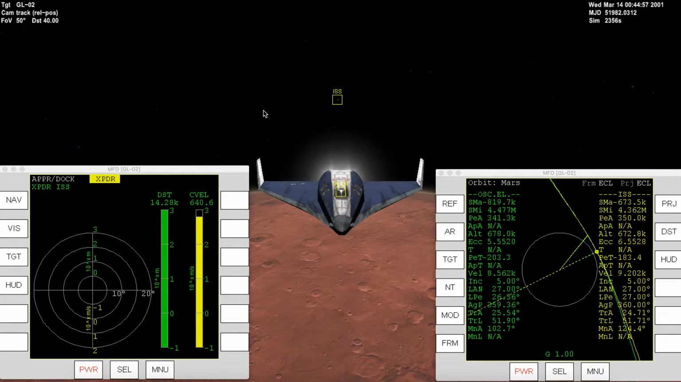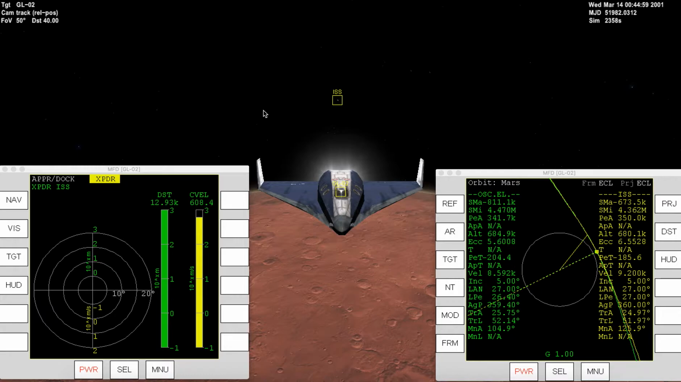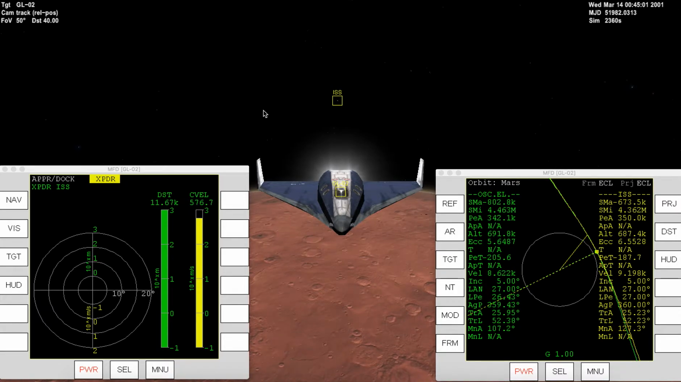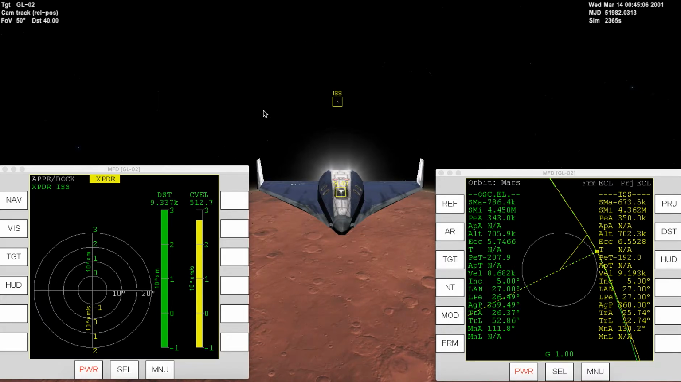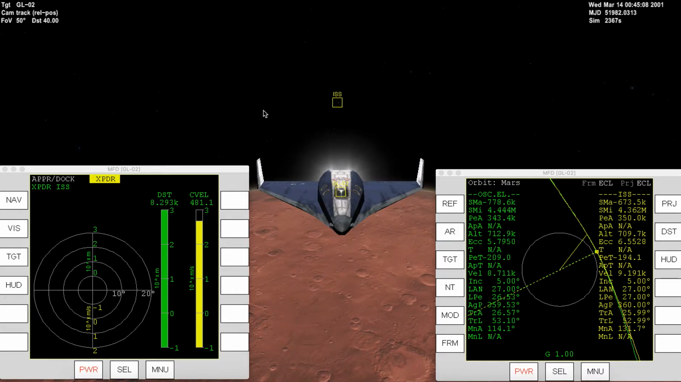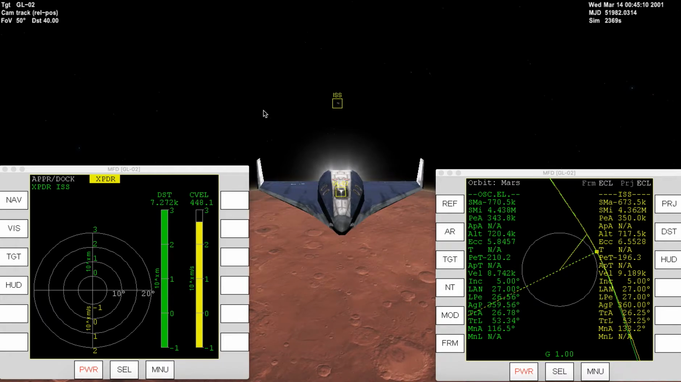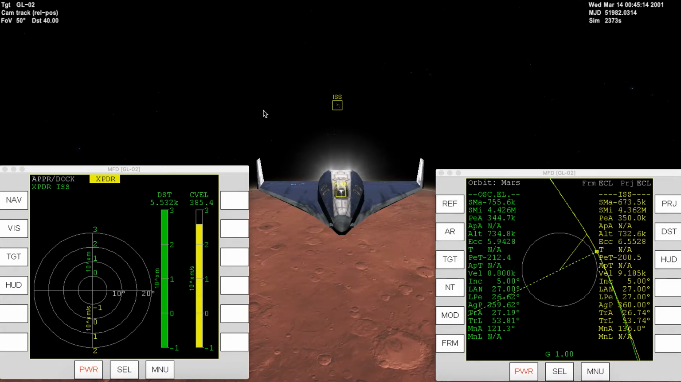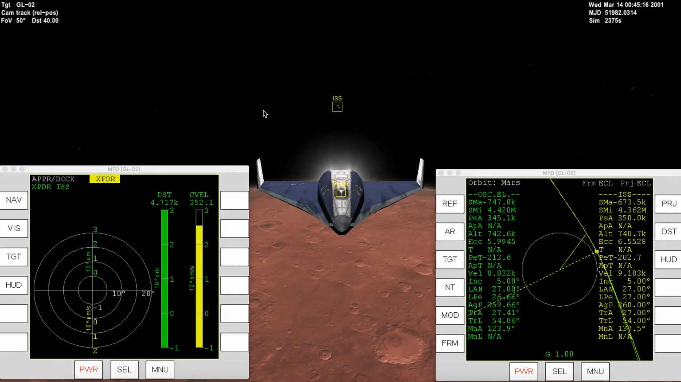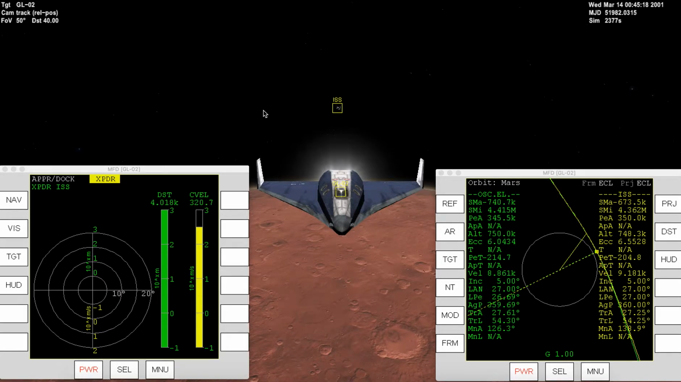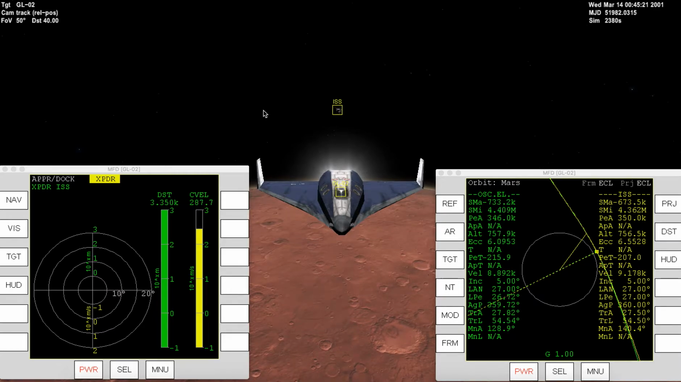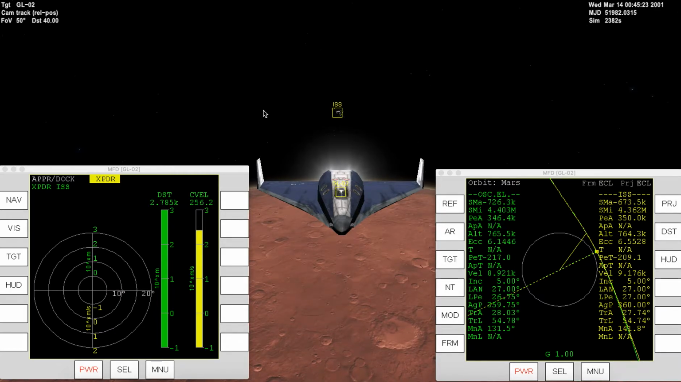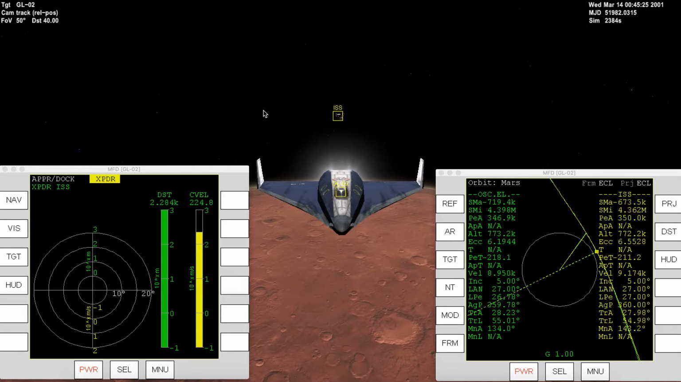rendezvous sequence. On Earth, rendezvousing when you're in a low Earth orbit is quite straightforward. You get lots of choices. Speed differentials of the order of hundreds of meters per second, not 6 kilometers per second. This is quite a different ball game. Anyway, the ISS is now just 3.8 kilometers away from us, traveling at 250 meters per second.